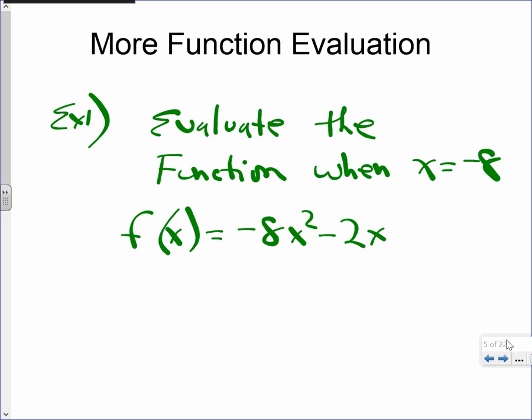Go ahead and write example 1. Evaluate the function when x equals -8. So this is another example, just like the warm-up. Ms. Martinez came up, Mr. Perez came up and did this for us. Now here's one more, just to review.